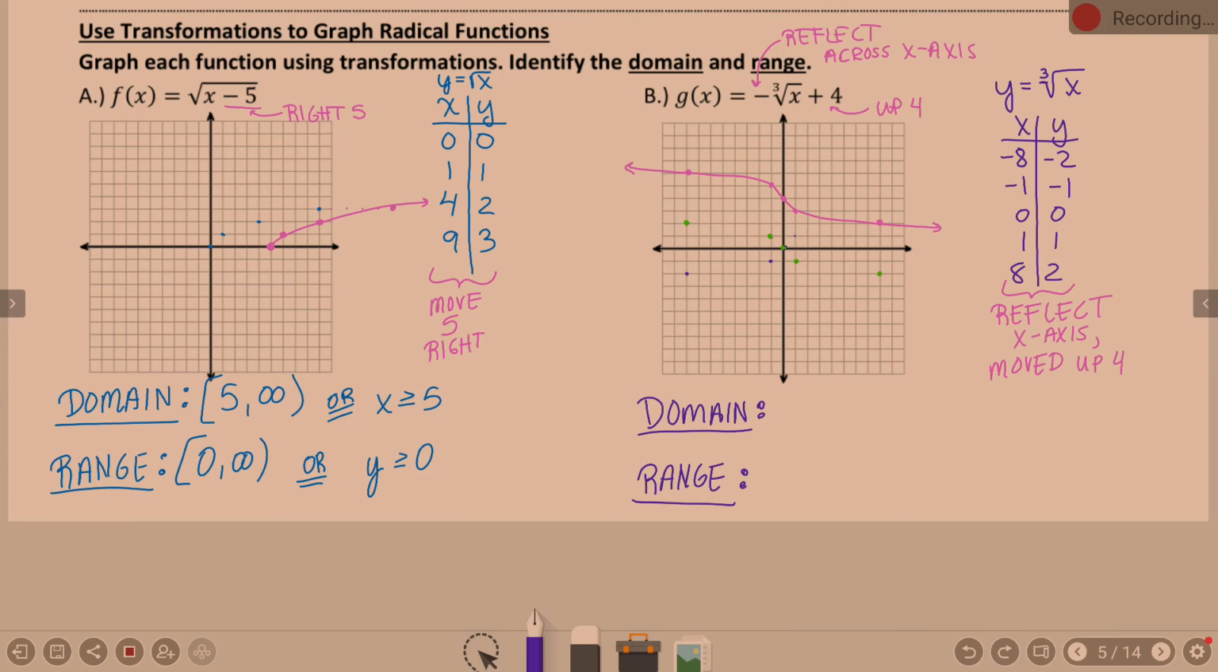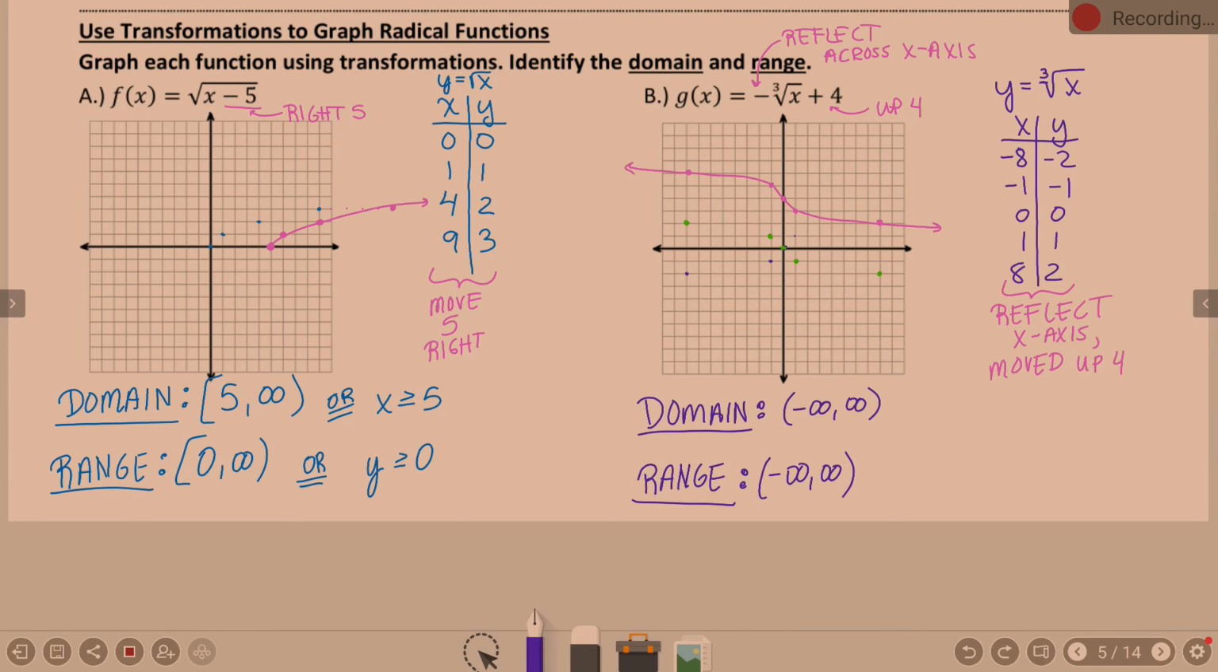Thoughts on the domain of this cubic graph? It goes infinitely left and infinitely right, doesn't it? Okay. So negative infinity to infinity. Range? Same thing. It's going infinitely down, infinitely up. So negative infinity to positive infinity. Parentheses on all of those, right? Okay.